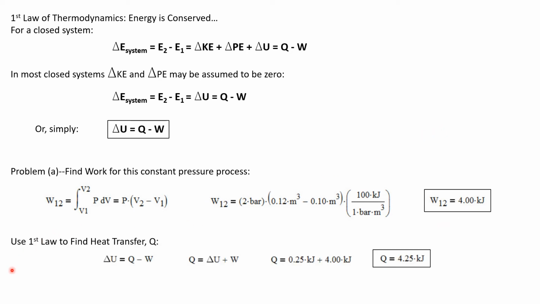We can now use the first law to find the heat transfer. The first law was stated as the change in internal energy is simply equal to Q minus W. Let's rearrange this since we're looking for the heat transfer. We can say that Q, the heat transfer, is equal to delta U plus W. Well, delta U was given as 0.25 kilojoules, and we just calculated that the work done by the system was a positive 4 kilojoules. So the heat transfer, and that is the amount of energy introduced into the system by heat transfer, is 4.25 kilojoules.